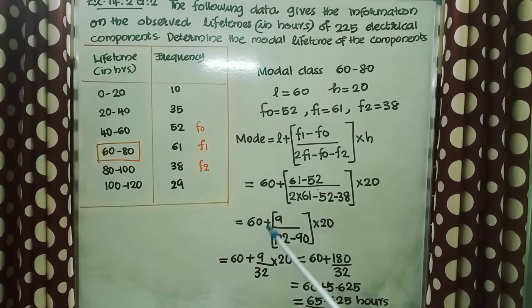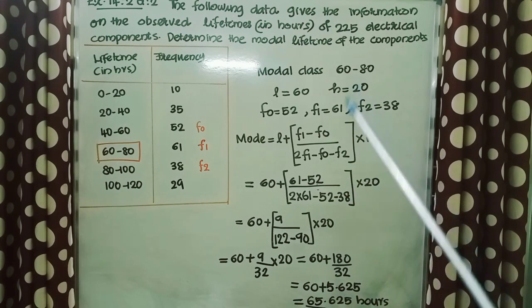That is equal to 60 plus 9 by (122 minus 90) into 20. That is equal to 60 plus 9 by 32 into 20. That is equal to 60 plus 180 by 32. That is equal to 60 plus 5.625. That is equal to 65.625. Therefore, the modal lifetime is 65.625 hours.